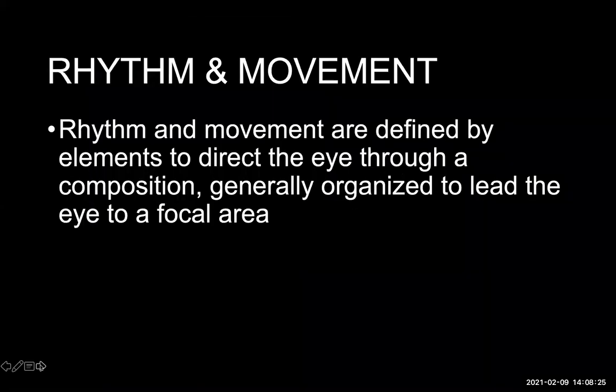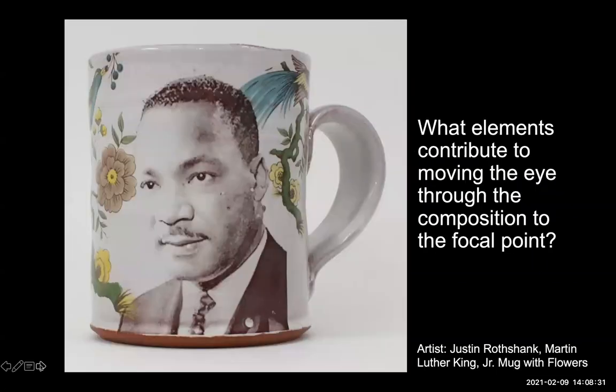Rhythm and movement are defined by elements that direct the eye through a composition, generally organized to lead the eye to a focal area. In this piece, the focal point is Dr. Martin Luther King Jr., which is dictated by a couple of things. The first is our collective understanding of portrait-style imagery. When we see a picture like this, it gives the impression of professionalism and status. This becomes the focal point of the composition.